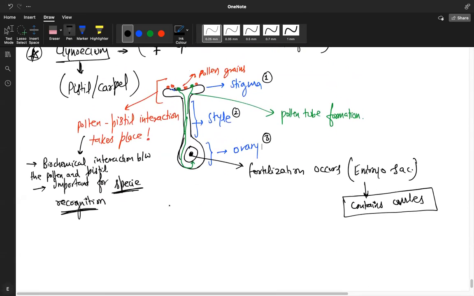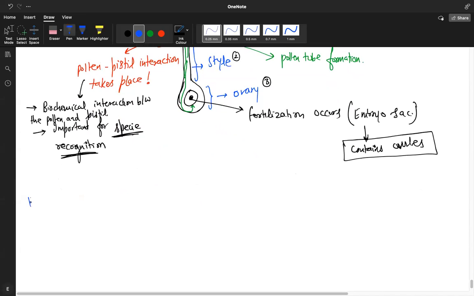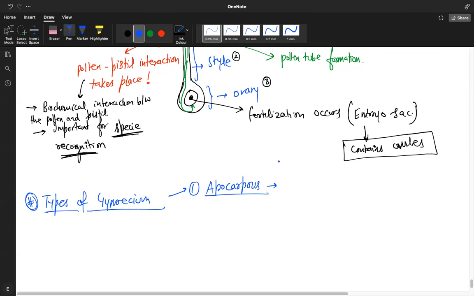Now again, for this gynoecium also, you have to write types on the basis of the structure here. First, it can be apocarpus. The word comes from carpel. Apocarpus simply means more than one carpel present in a single flower, and all are free.